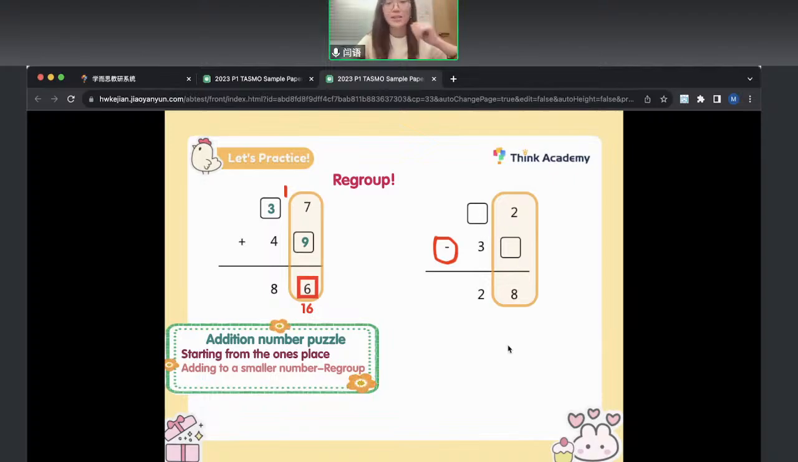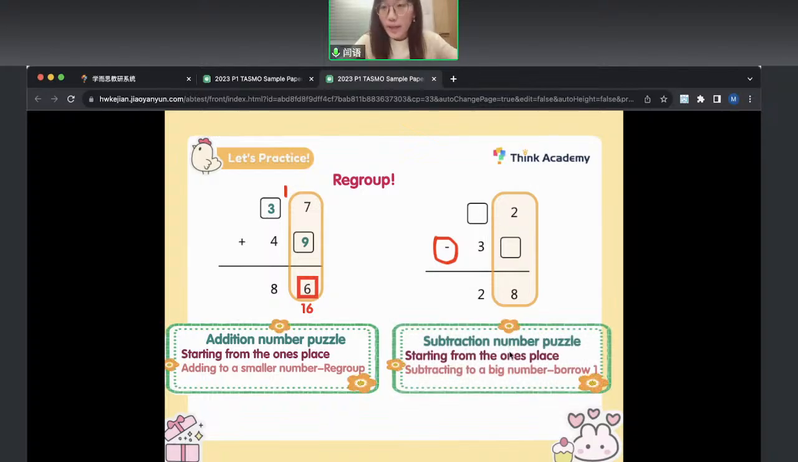Yes, good job. Again, when it comes to the subtraction number puzzle, also we start from the ones place. And here you see, 2 is a smaller number, 8 is a bigger number. How can we subtract it to a bigger number? Because here we need to borrow. Again, it is not 2, it should be 12. 12 minus a number equals to 8. So what is the missing number? That is 4. Understand? So 12 minus 4 equals to 8.